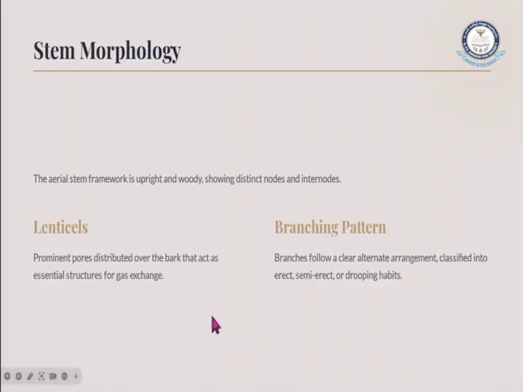Second, we see the branching pattern. We see this stem has branching with a clear alternate arrangement. It is classified into erect, semi-erect, and also drooping habit. That means the stem has different types of branch arrangement, and it has an alternate type of arrangement as well. Sometimes it can be erect, sometimes semi-erect, and also it can be a drooping habit.